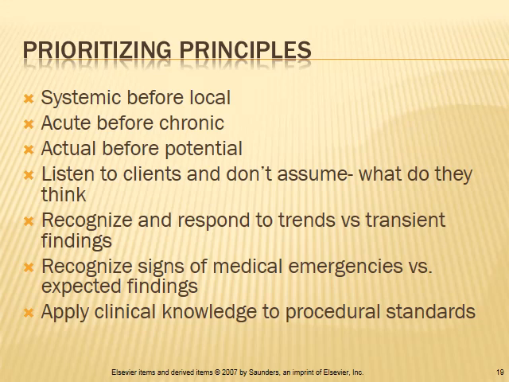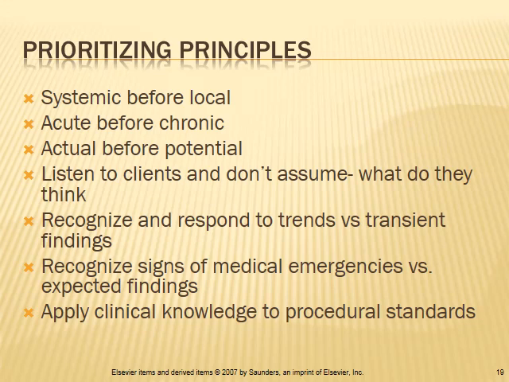So a good example in the book is life before limb. So prioritizing shock over a wound on the arm or something. So systemic before local. Acute before chronic. So acute, remember, is sudden, less time, before you would address somebody that has had this illness for a long time.